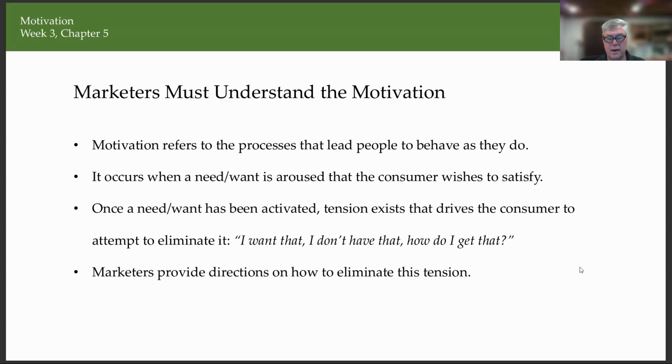Marketers provide direction on how to eliminate this need. I should say successful marketers provide direction. Well, I guess they all try to provide direction on how to eliminate this tension. I want that. I don't have that. How do I get that? Three questions that are very tied together.